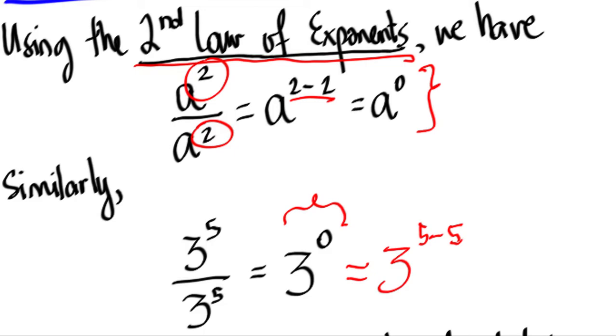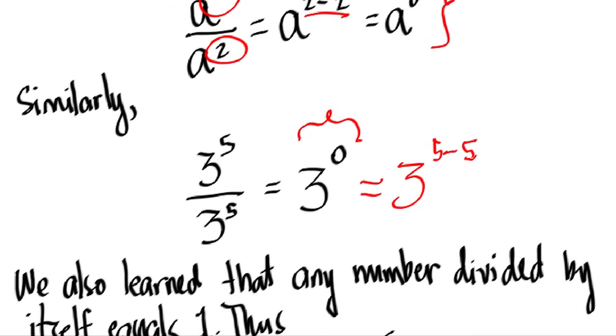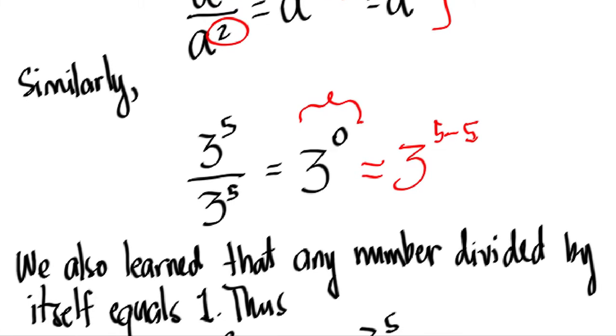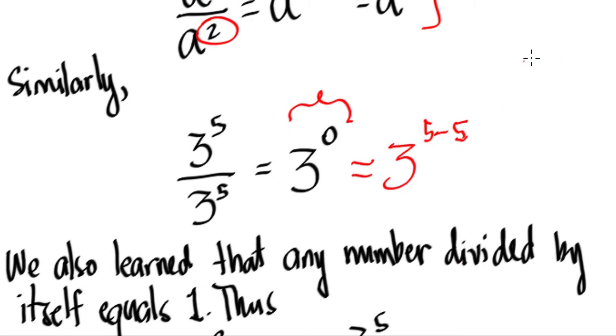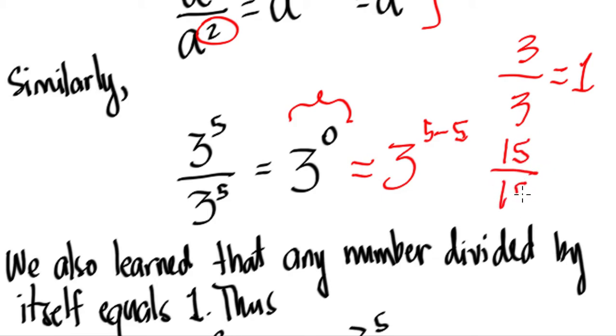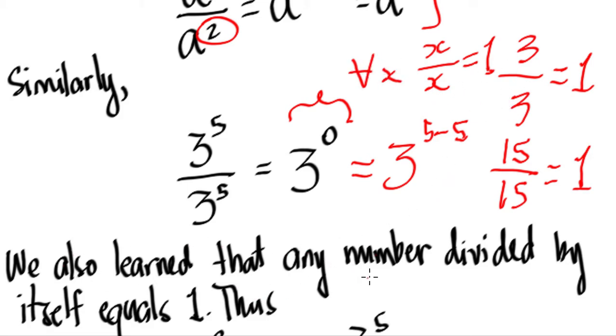Okay. We have also learned that any number divided by itself is equal to 1. Any number, 3 divided by 3, how many 3's are there in 3? Of course, there's 1. 15 divided by 15, how many 15's are there in 15? Of course, there's 1. So generally, we can say that any number x divided by the same number x is going to give us 1 for all x's. Any number divided by itself is equal to 1.